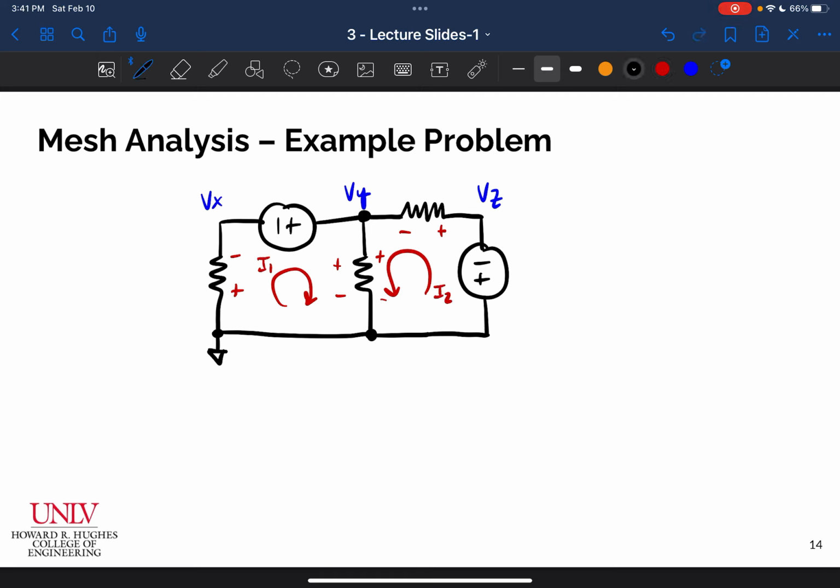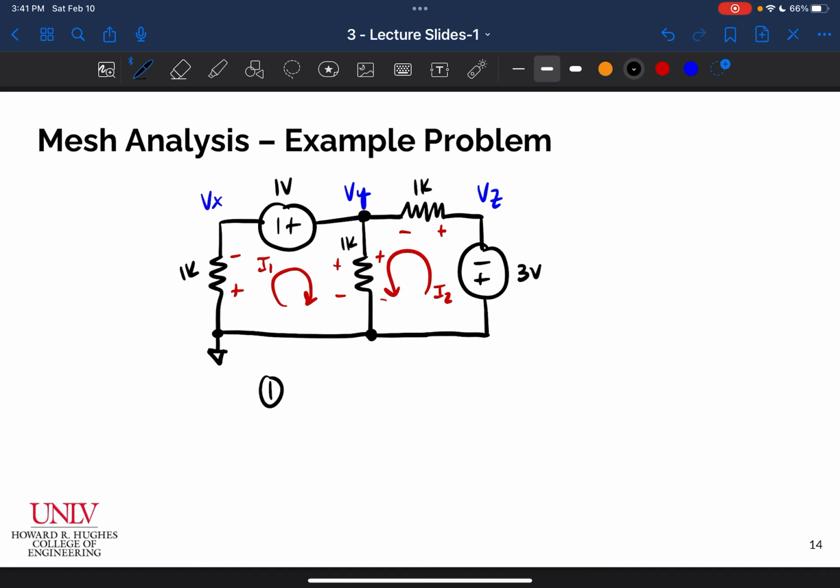And let's throw some component values in here. Let's give this a 1 volt voltage source. Let's give this a 3 volt. And then, for the simplicity of the math, let's make all of the resistors 1K resistors. And what I'm trying to do is find Vx, Vy, and Vz, okay? So I need to go ahead and write the KVL expression for each loop, okay?